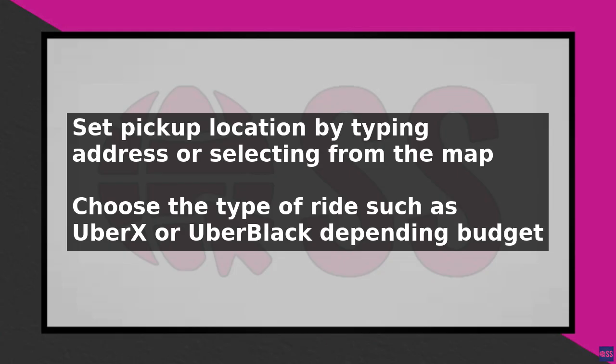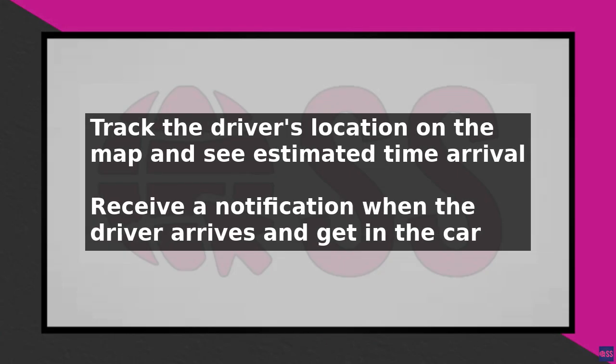You can also see the driver's name, photo, and license plate number, as well as track the driver's location on the map. When your driver arrives, you will receive a notification, and you can then get in the car and start your ride. During the ride, you can use the app to track your route and see the estimated time of arrival at your destination.